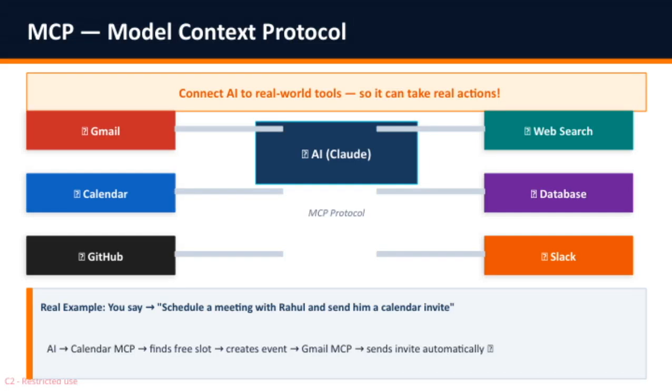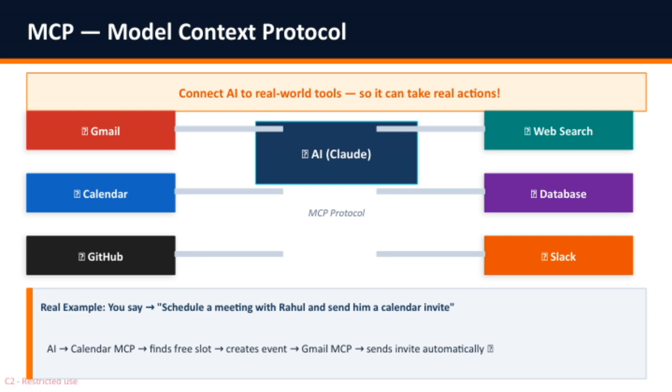First, the AI interacts with the calendar MCP. It looks for free slots and then creates an event accordingly. Next, the Gmail MCP steps in to send out the invite automatically. So with just a simple command like "schedule a meeting with Rahul and send him a calendar invite," the system takes care of everything seamlessly.